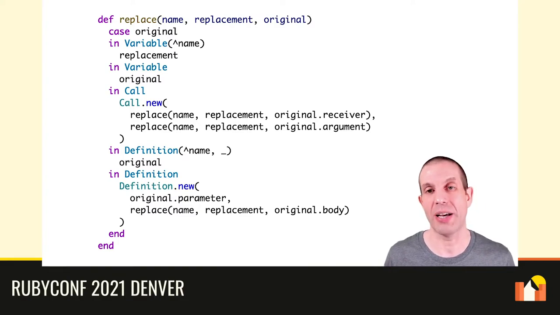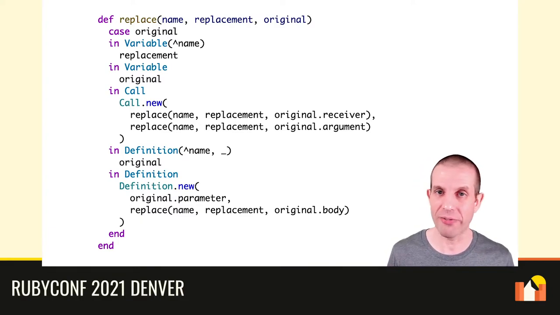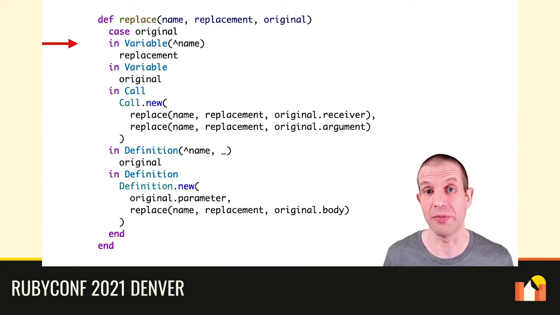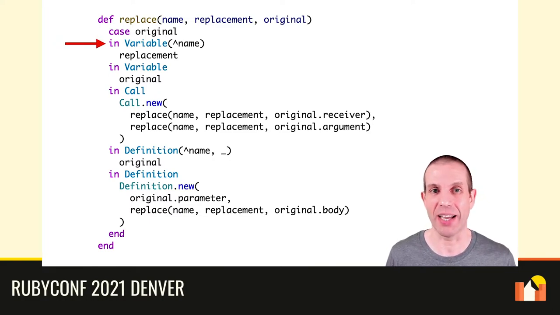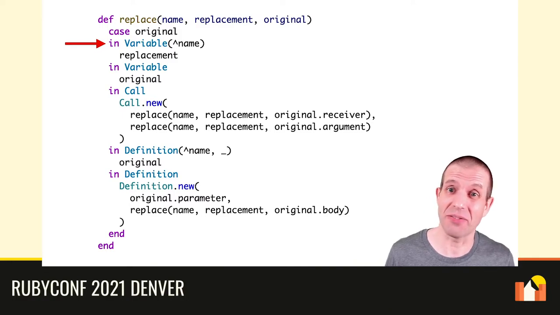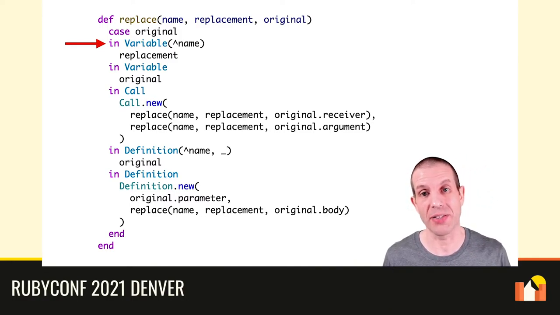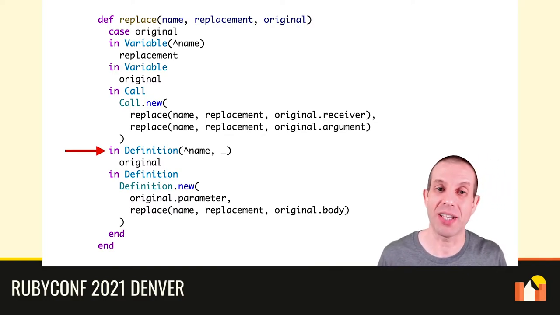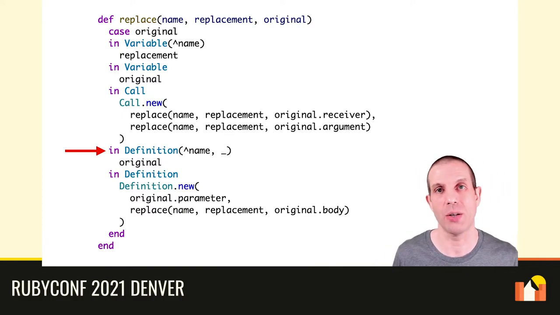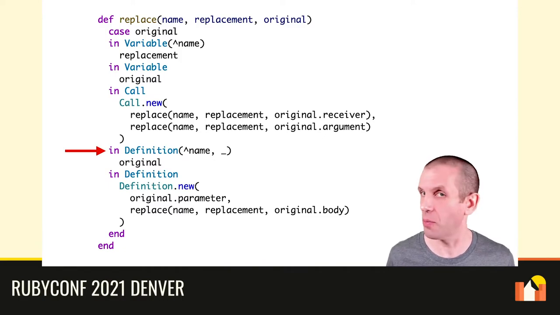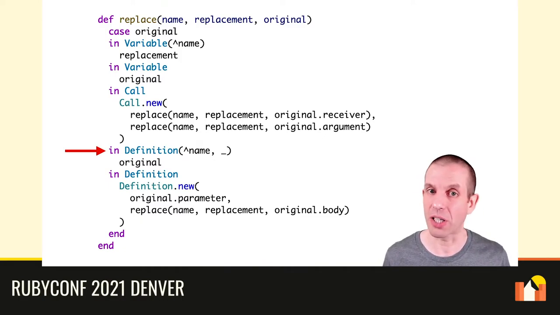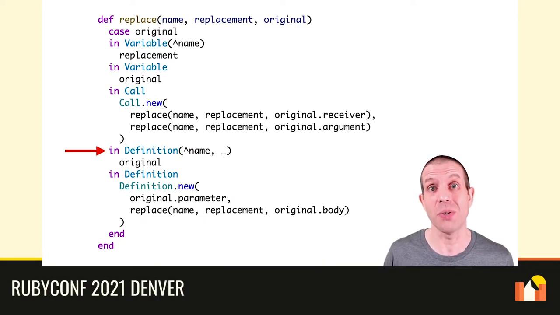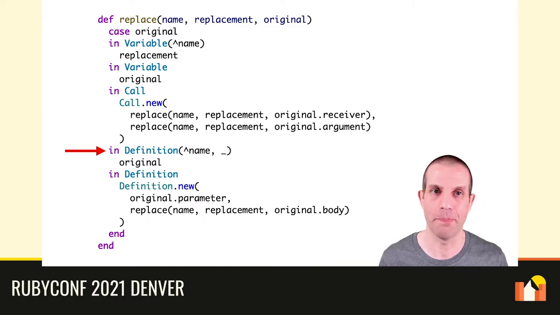It recursively walks down the abstract syntax tree of that expression, and when it finds a variable whose name matches the one we're looking for, by using the pinned name syntax in the first pattern there, which will only match if the variable's name is equal to the name we're replacing, it'll return the replacement expression instead of the original variable. One interesting case is when it finds a definition whose parameter name clashes with the name we're replacing. At that point, it just stops searching and returns the original definition, because any variables with that name inside the definition's body must be references to its parameter, so we shouldn't mess with them.